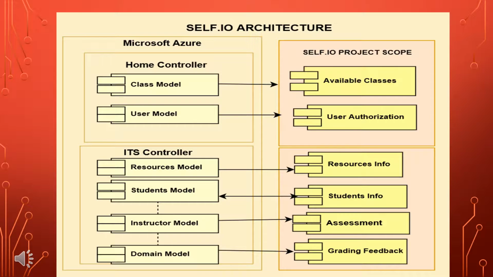All the resources available for every course are stored in the resources model. Registered students' information is stored in the students model along with their mastery level for a given subject. Once a student takes an assessment, their mastery level gets updated. The instructor model is the most important of all the models. It interfaces with both the student model and the domain model to present the assessment for a student. It also determines the student's mastery level based on their responses.